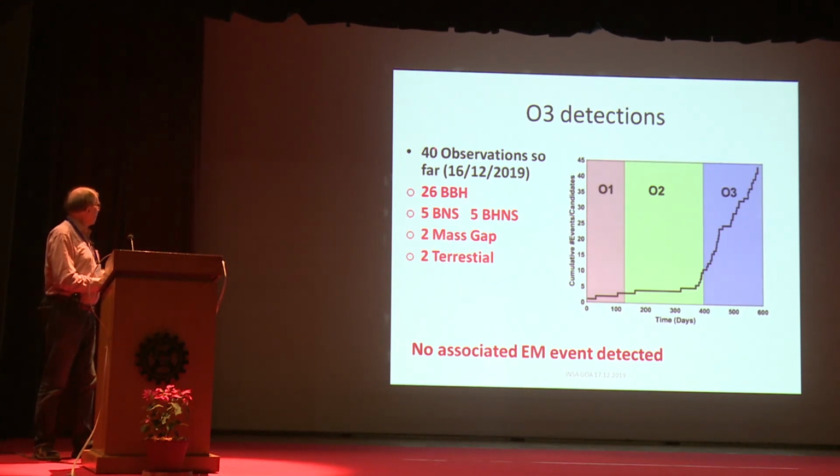So far, we have 40 observations, which is a lot, because from the two earlier runs we had 11 observations. There are apparently also observations of a merger of a black hole and a neutron star. There are also certain observations with masses that come outside the ranges of conventionally detected black holes and neutron stars.